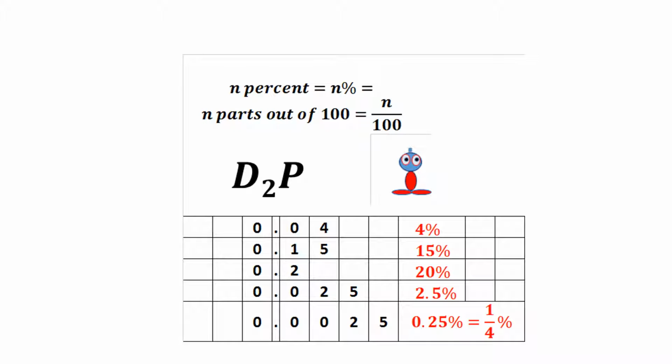Now we've got 0.025, 2 places to the right, 2.5%, and go back and make it a decimal. You go 2 places to the left, 0.025, and a 0 in front of your dot.